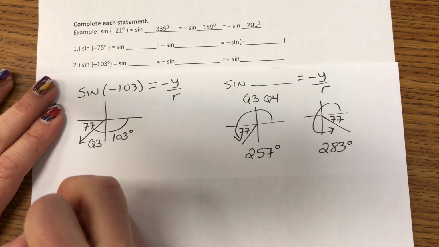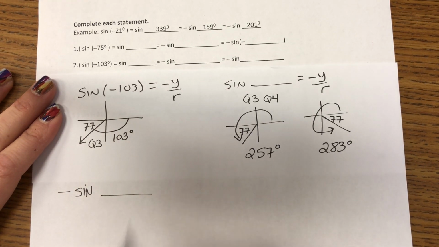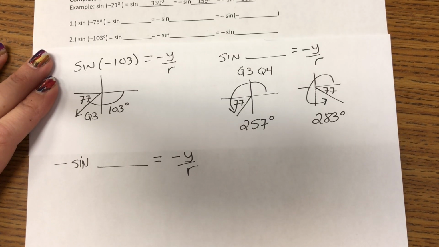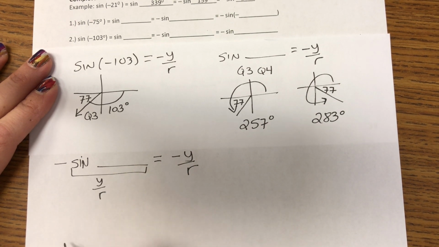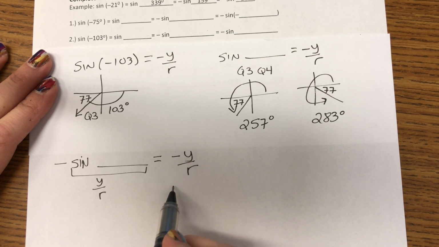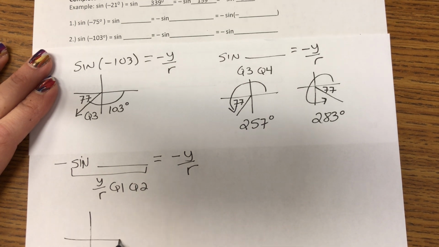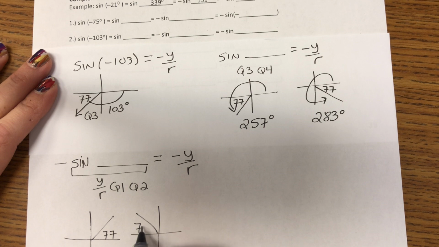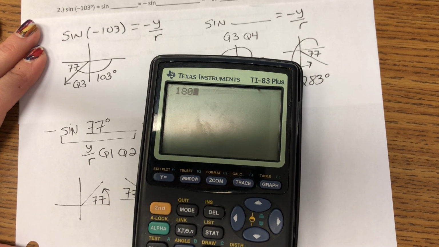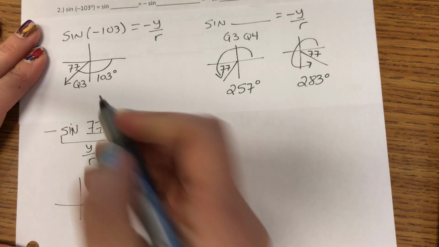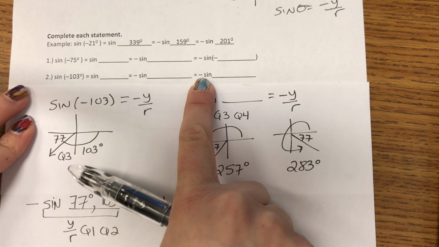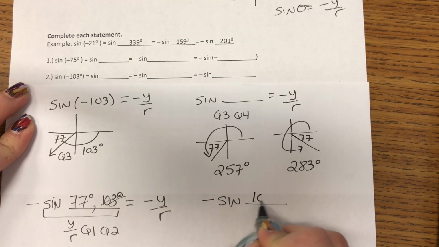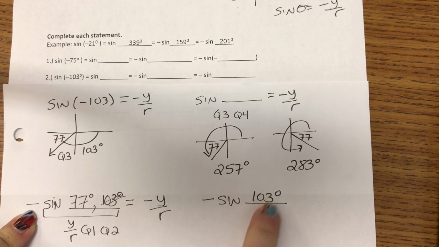Okay, so now let's do the next one. Negative sine of an angle. I need that to be a negative y over r. So, since I have a negative coefficient and I need a negative outcome, I need this part to be a positive y over r so that when I multiply by the negative, I get negative. So that's in quadrant 1 or quadrant 2. So 77 degrees is one answer. It's my quadrant 1 angle. Or 103 degrees if you pick the quadrant 2 angle. And then, oh, this last blank is the same blank as the one before, so I'm going to put my quadrant 2 in the second answer over there.